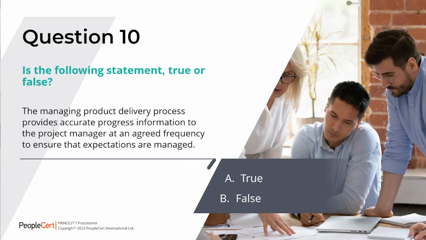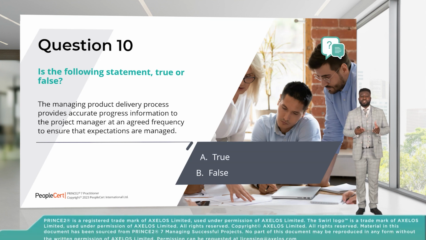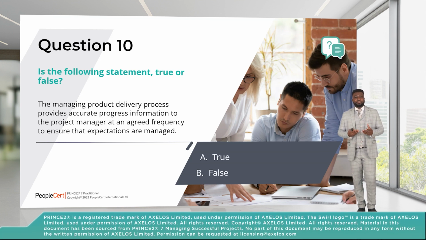Finally, in this 10-question quiz, let's have a look at this. Question 10 says, is the following statement true or false? The managing product delivery process provides accurate progress information to the project manager at an agreed frequency to ensure that expectations are managed. Is this true or false?